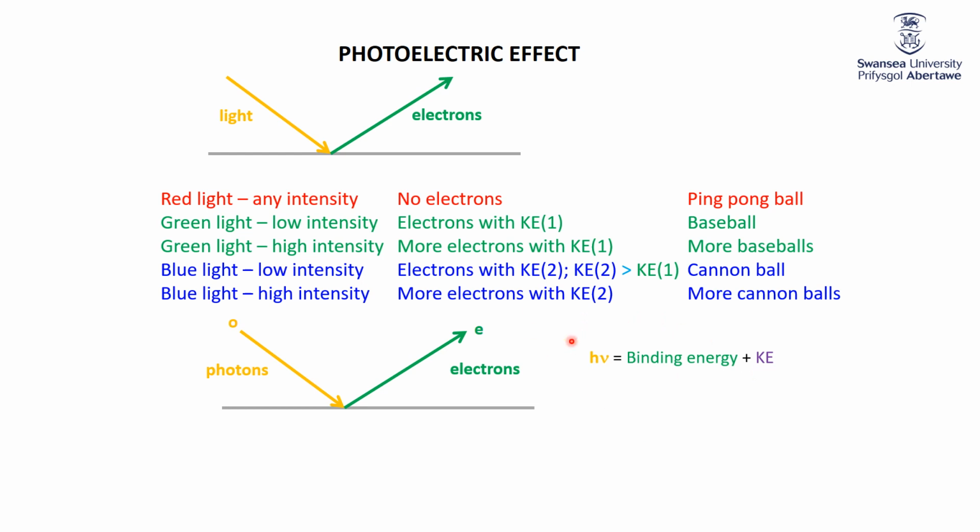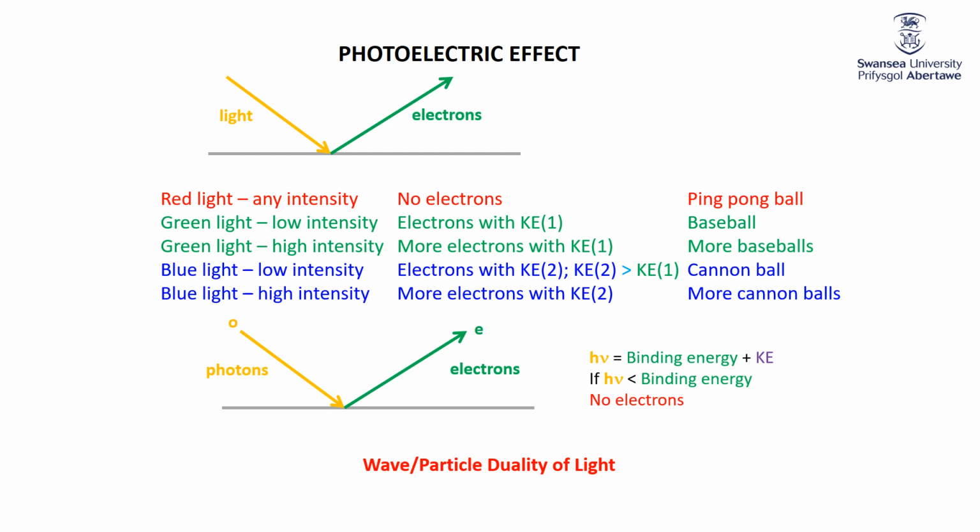So you have a total amount of energy coming in. Some of that energy is needed to release the electron, and the rest of it goes into making the electron move. If the energy that you're putting in is less than the binding energy, as was the case with the red light, you're not getting any electrons, because the energy of the light coming in is not enough to overcome the binding energy.